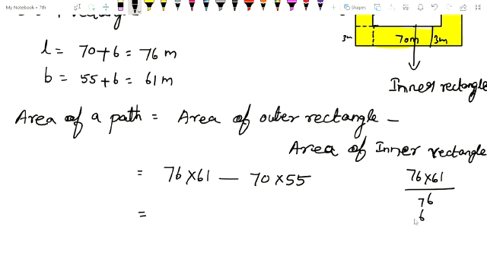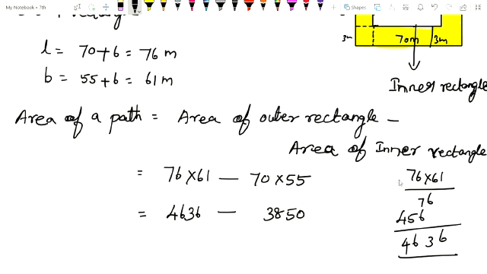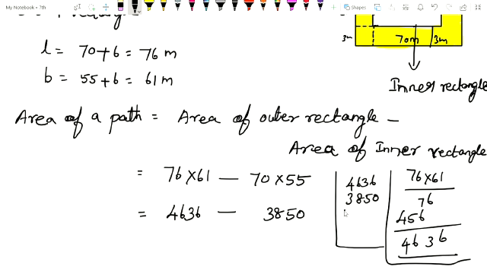6 sixes are 36, remaining 3. 6 7s are 42, plus 3 is 45. So 6 and 1, 4636. Minus, 7 5s are 35, 5 remaining 3. 7 5s are 35, 35 plus 3, 38. So 3850. When we subtract this, what we will get, children? 4636 minus 3850. 6 minus 0, 6. 13 minus 5, 8. 15 minus 8, 7. So 786 meters square. This is the area of the path.